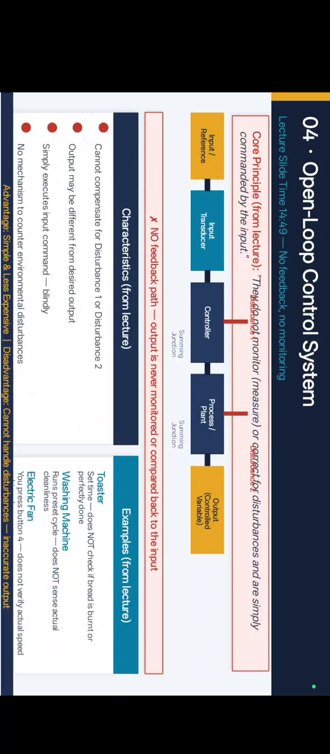So examples of open loop control system: toaster. There will be a set time. It does not check if the bread is burned or perfectly done. Second example, washing machine. Runs a preset cycle but does not sense actual cleanliness of cloth. Electric fan. You press button 4 but it does not verify actual speed.